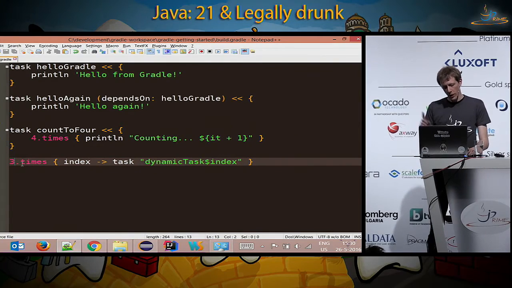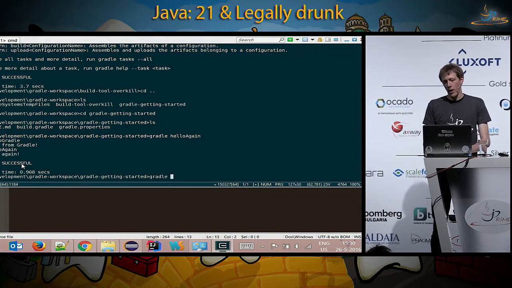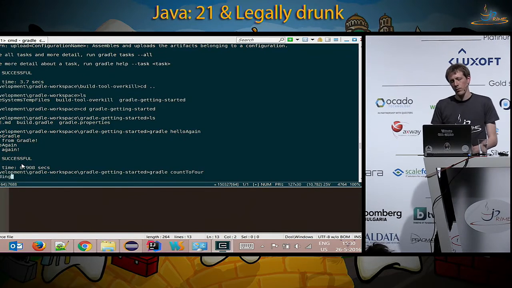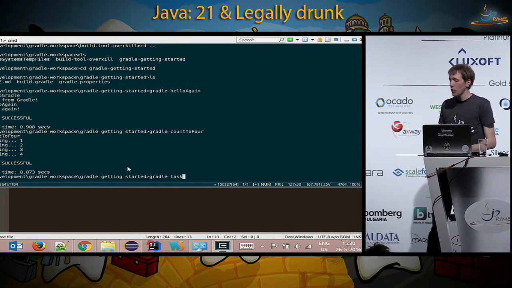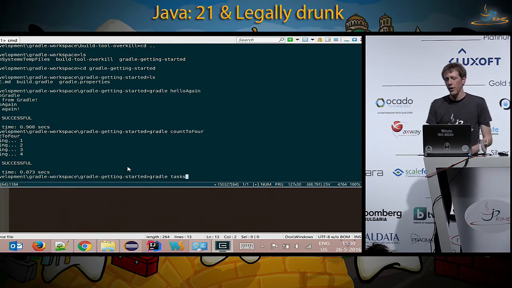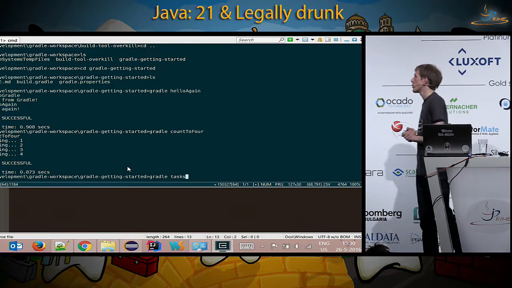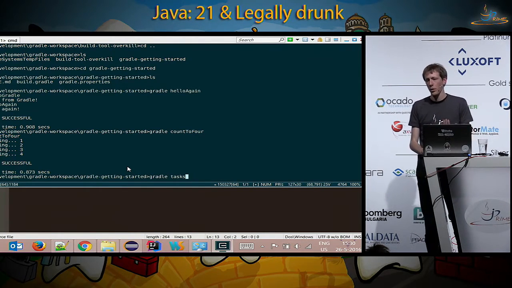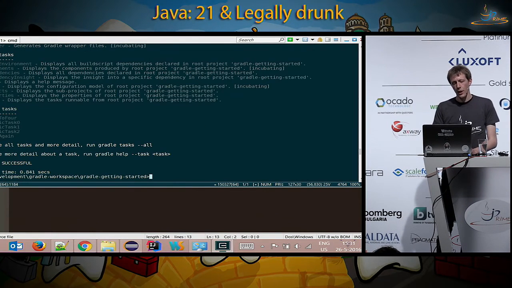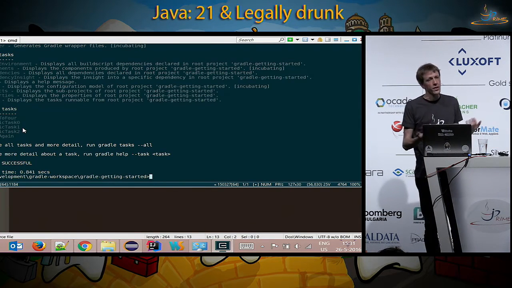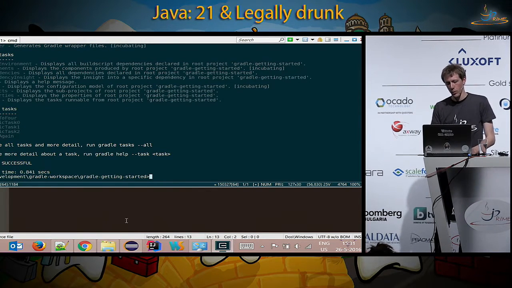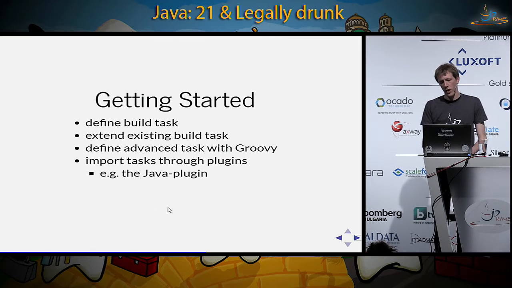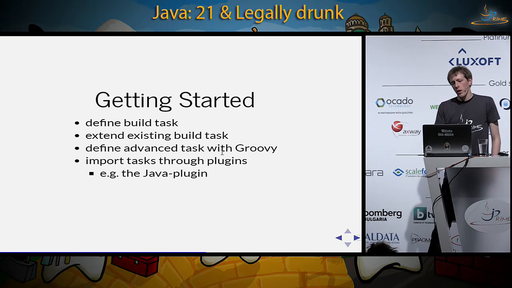So let's first run the count to four task. Well, I guess you all know what will happen. It will count to four, obviously. I haven't shown this yet, but you can get a report of all the tasks that Gradle knows about right now. And if you do that, you will see here that three tasks have appeared. It's because I have created these dynamic tasks in this iteration statement. So this is quite flexible. So I have shown this advanced task with Groovy.